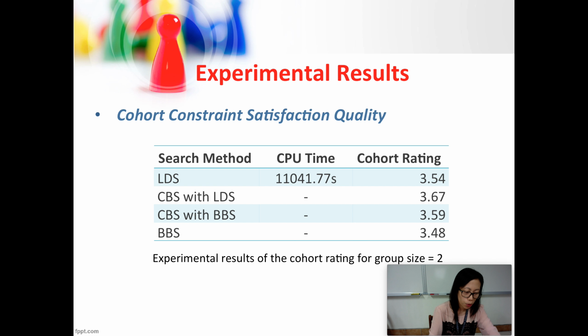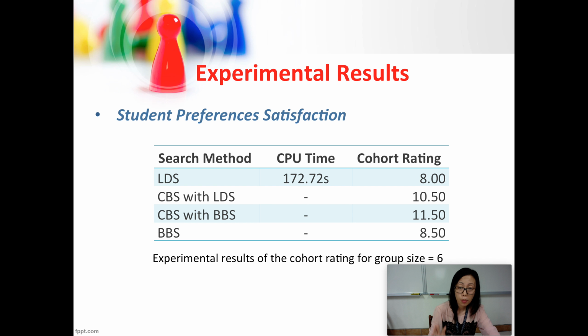Now, a similar experiment was also performed, this time to get the student preference satisfaction. And the table shown in the slide is only for the group size equal to 6. Now, the result, however, is not as encouraging. Since the cohort rating would in fact mean the number of preferences satisfied, out of 50 students, the highest possible number of student teammate preferences satisfied is only 11.